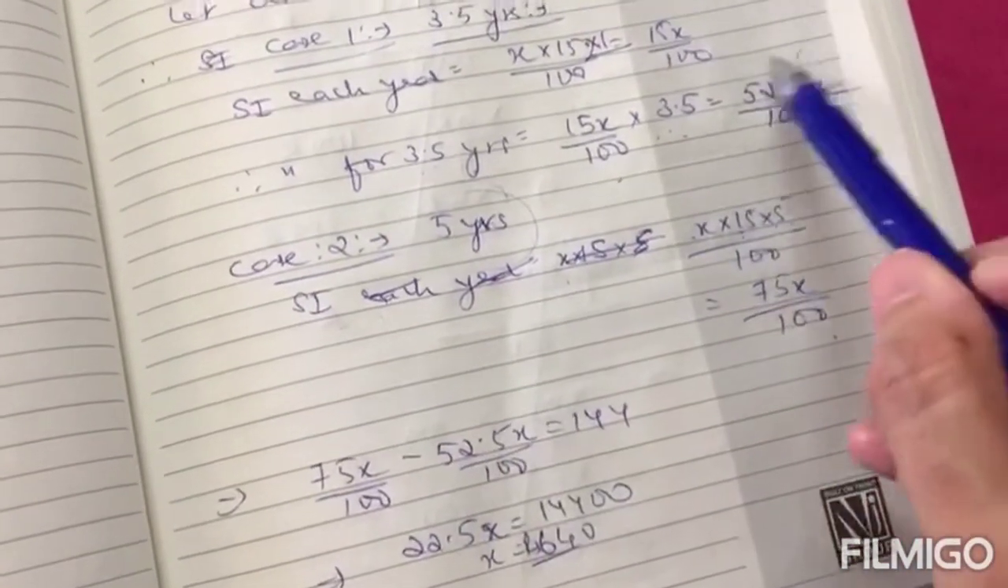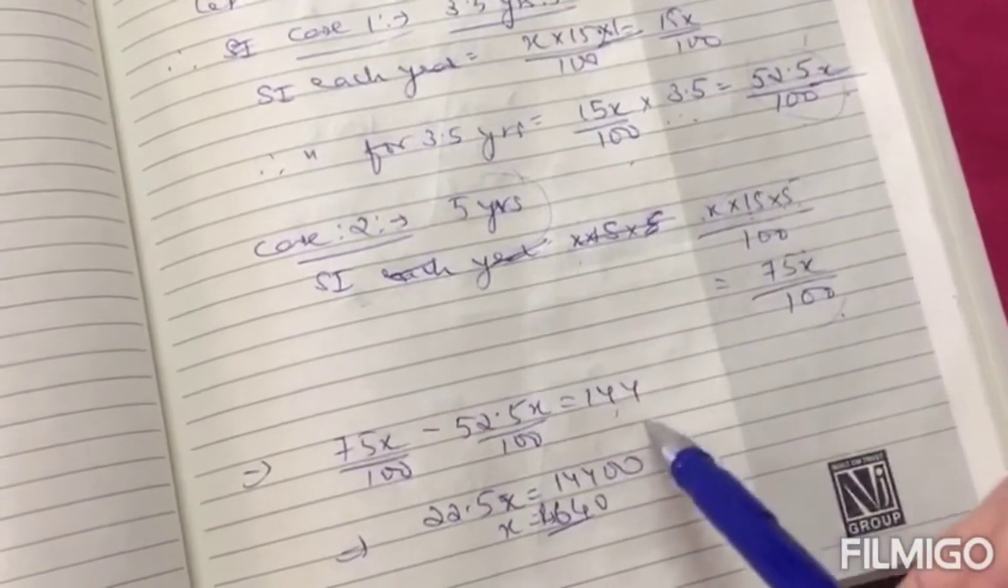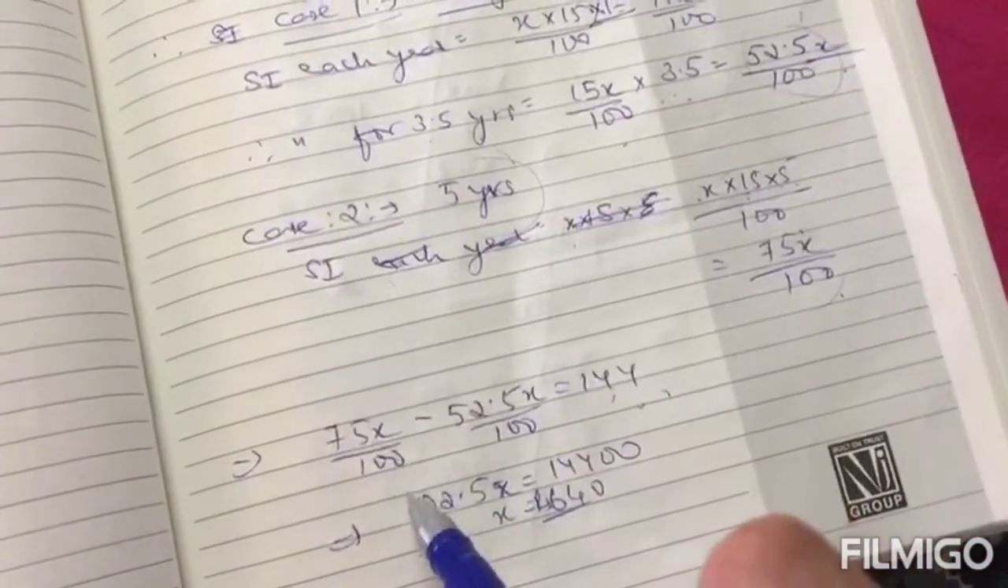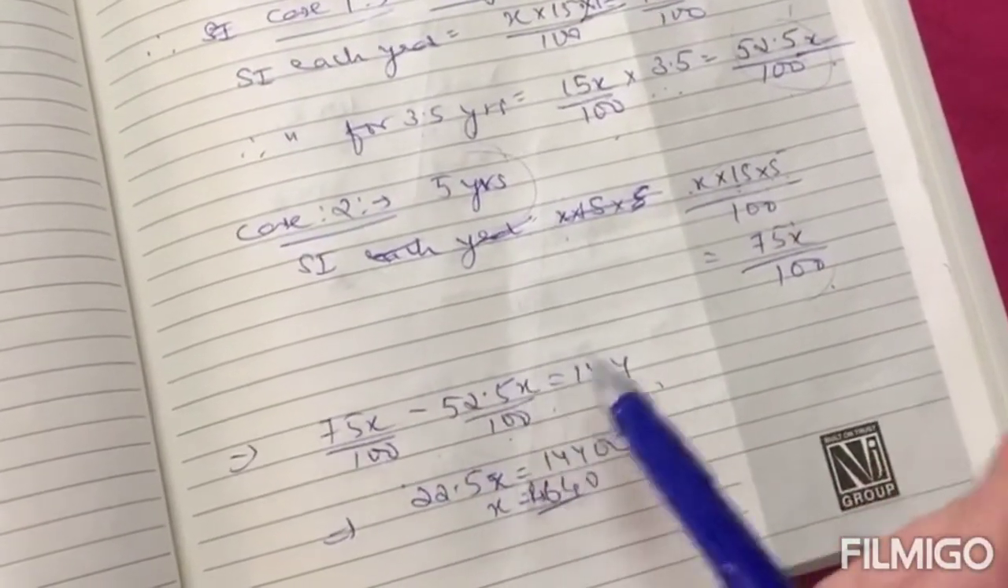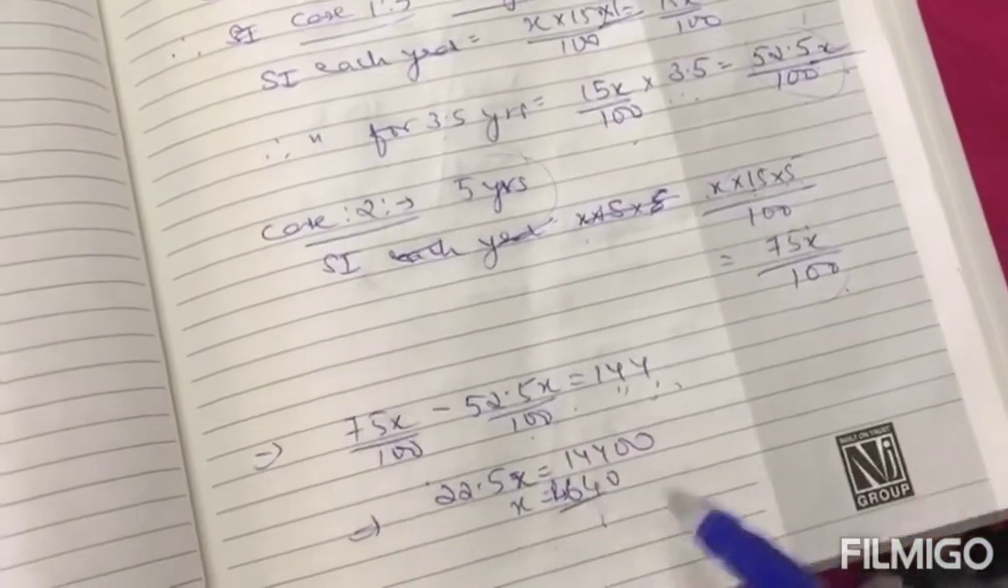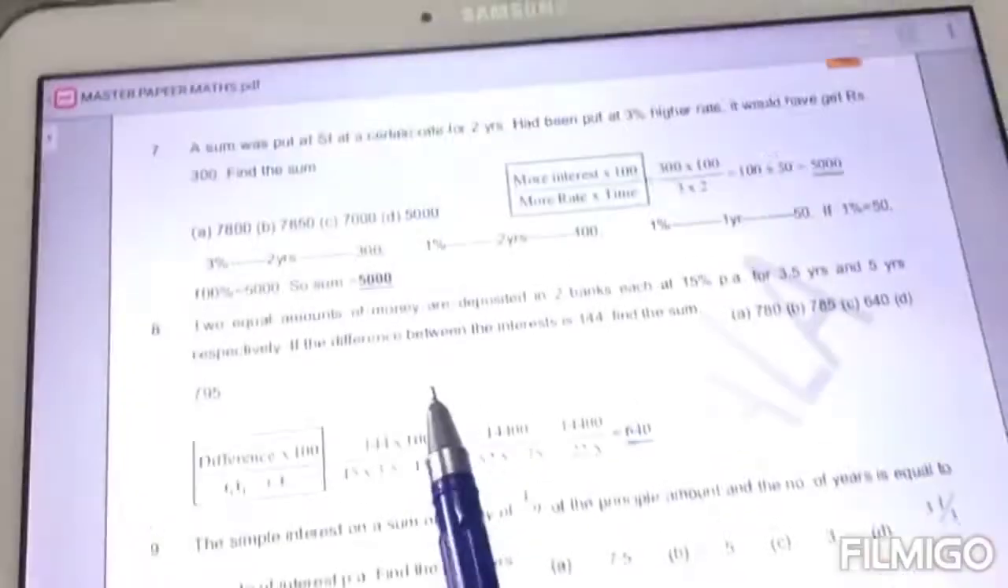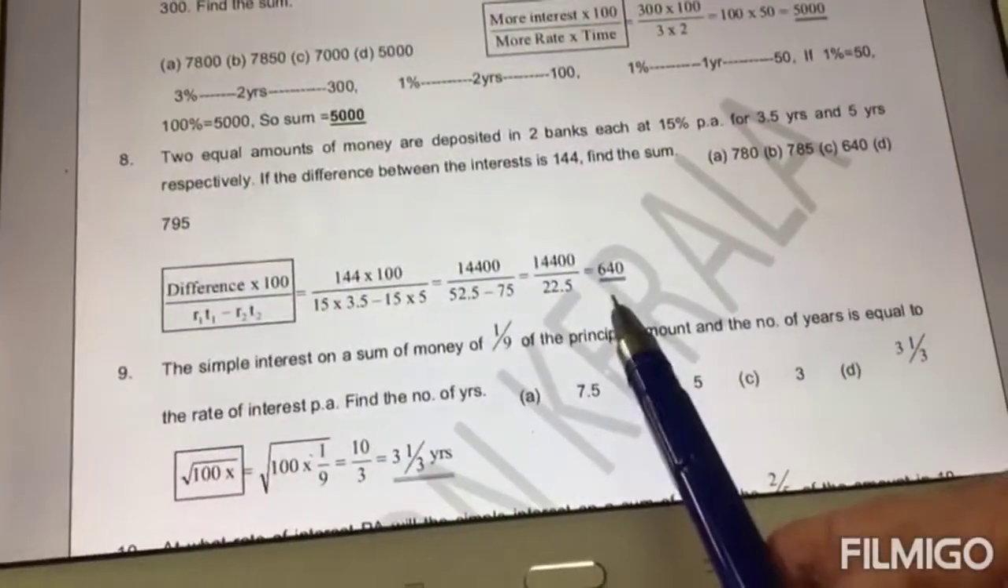The question says that the difference between the two simple interests is 144. So 75x by 100 minus 52.5x by 100 is 144. Solve for x, it is 640, which is the amount invested, which is correct.